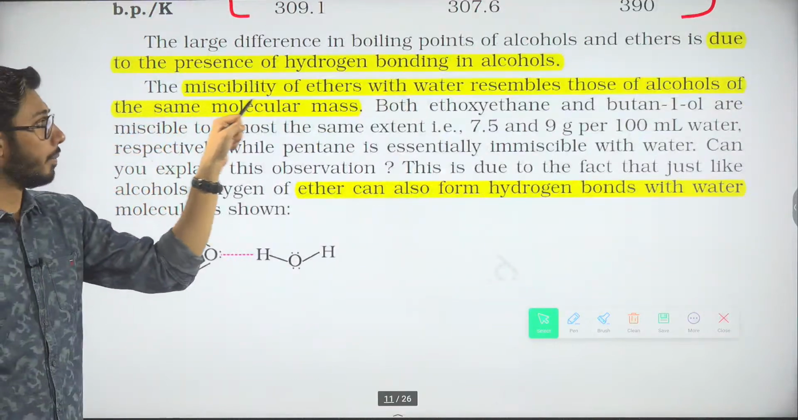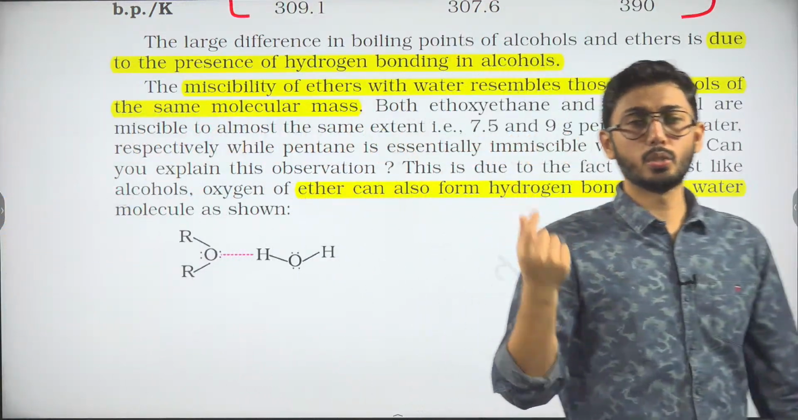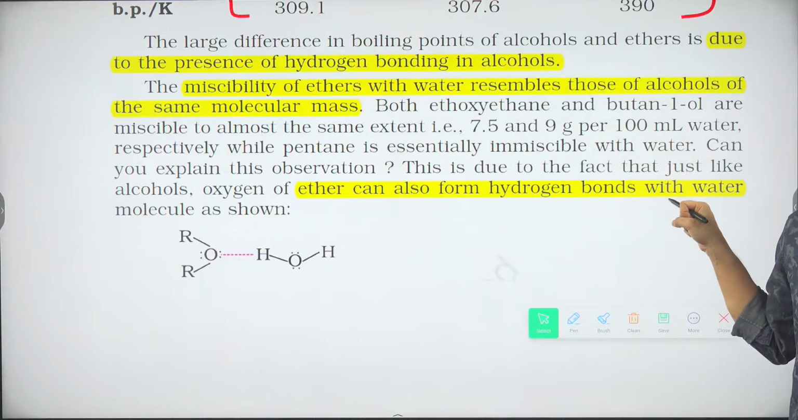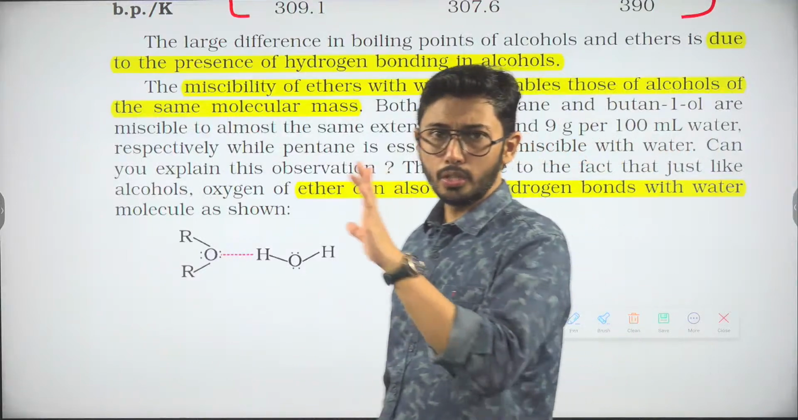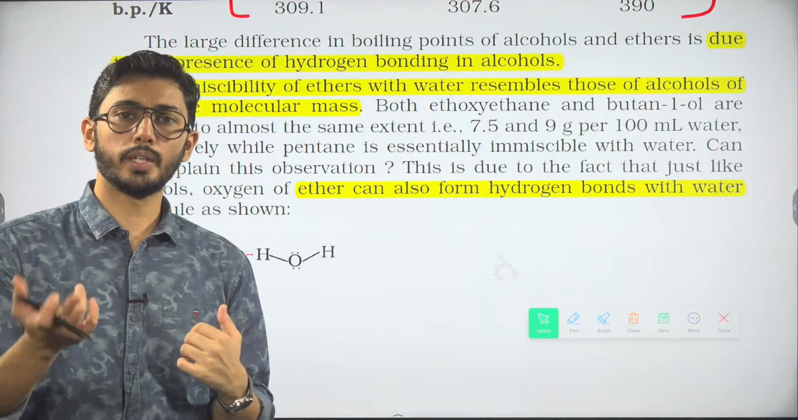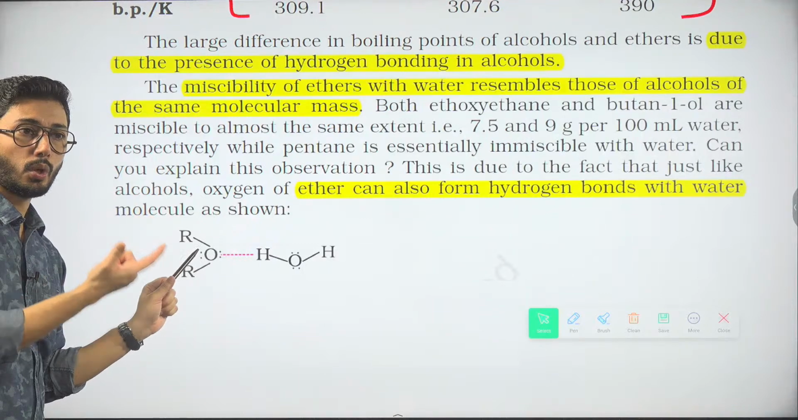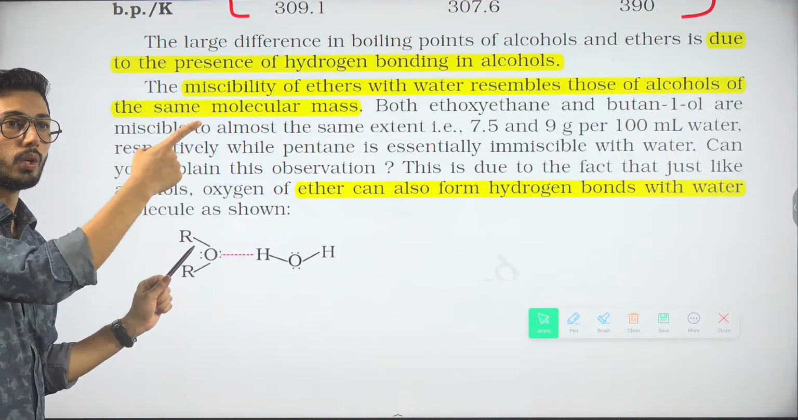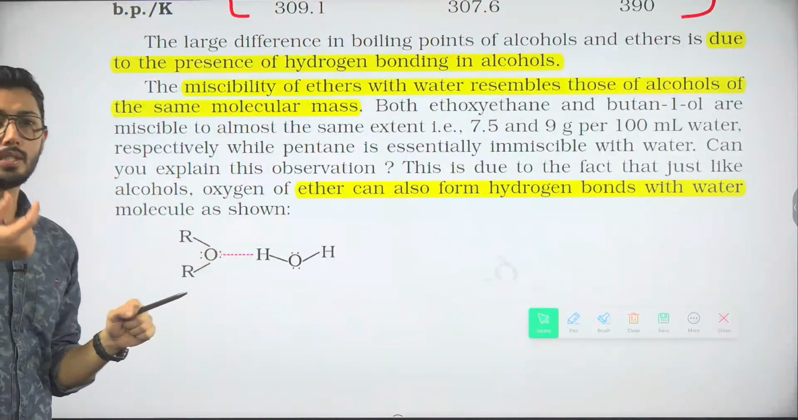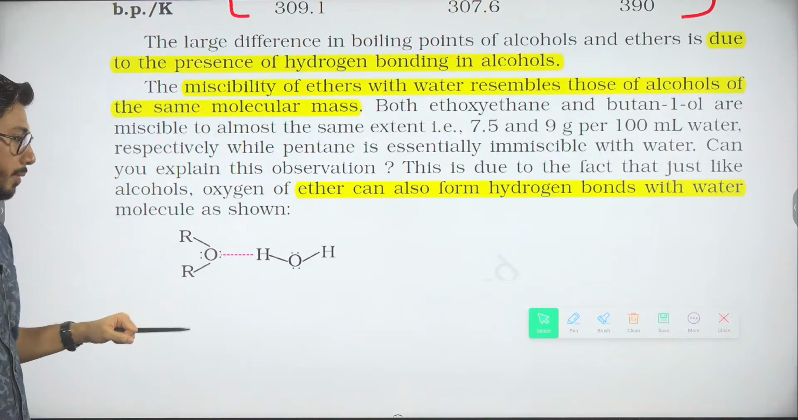Other point, miscibility of ether with water. When you put ethers in water, their solubility resembles that of alcohols. Reason, they can also form hydrogen bonds with water. Among ether molecules there is no H bonding, but when you put them in water, they are soluble because they undergo hydrogen bonding with water, hence their solubility resembles that of alcohol. Which example is given? Ethoxyethane and butan-1-ol. They are similar, soluble in water, both form H bonding. Which bonding? Intermolecular H bonding with water.